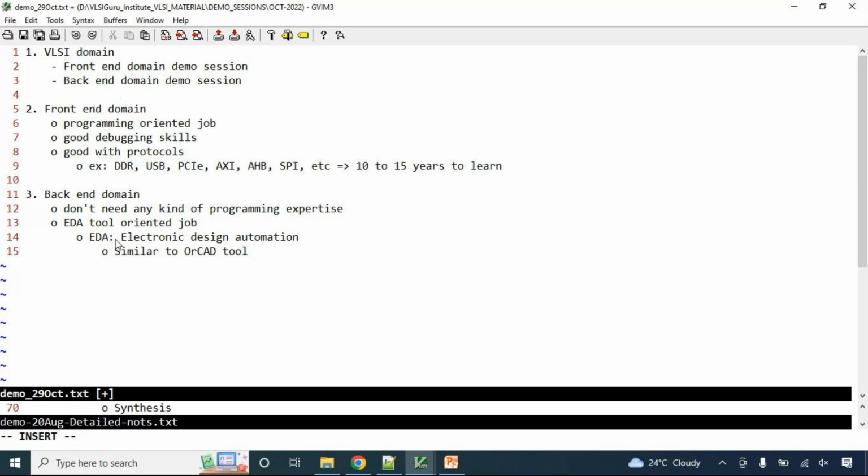So someone who works in the backend domain should have EDA tool expertise because he should know how to use the tool effectively to do the things. And the people who work in the backend domain should have good technical semiconductor fundamentals.